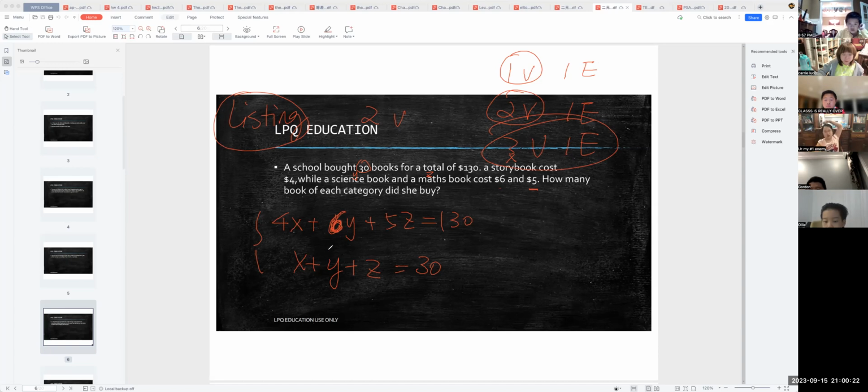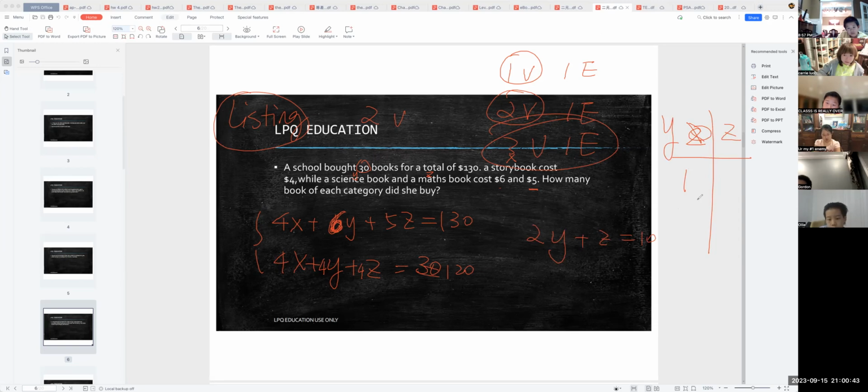So how do we get rid of 1? I'm going to choose x. So 4x plus 4y plus 4z equals 120. Get it? So by subtracting them, I get 2y plus z equals 10. So I'm going to have a table. Y and z. Get it?